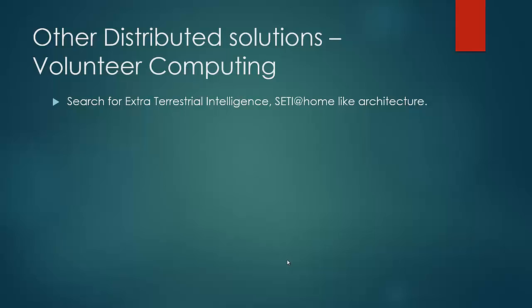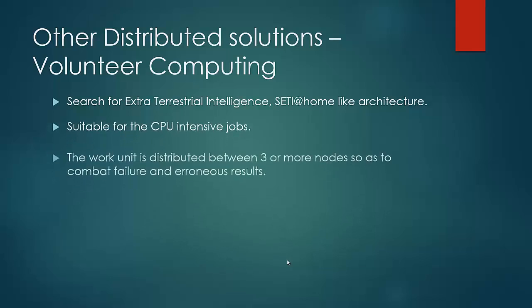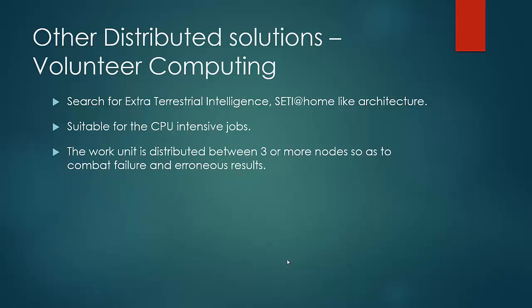The central server has to distribute a work unit to 3 or more nodes so as to combat failure and erroneous results. This architecture is suitable only for CPU-intensive work which can have variable throughput time, and this can be applied only in the situations where data can be shared across the network. So this is not a viable option for most business problems.